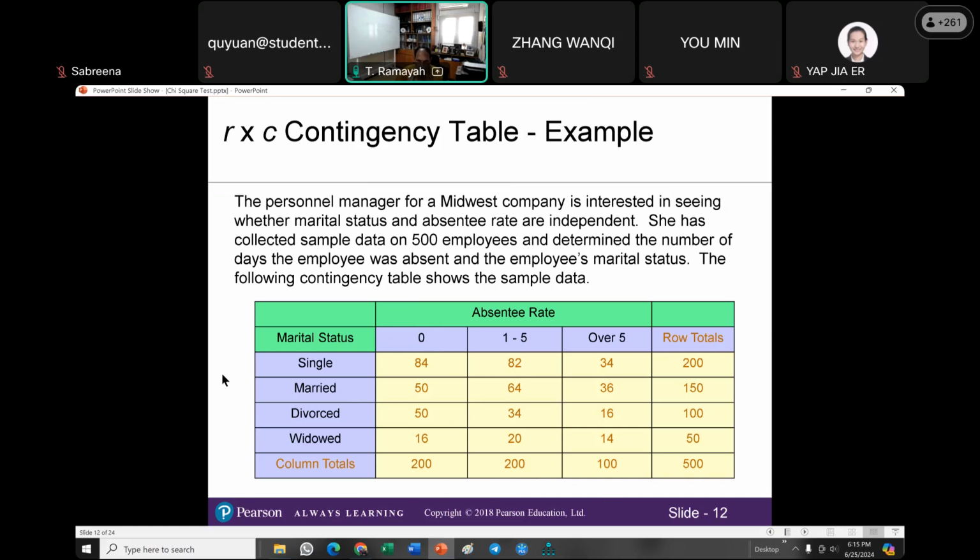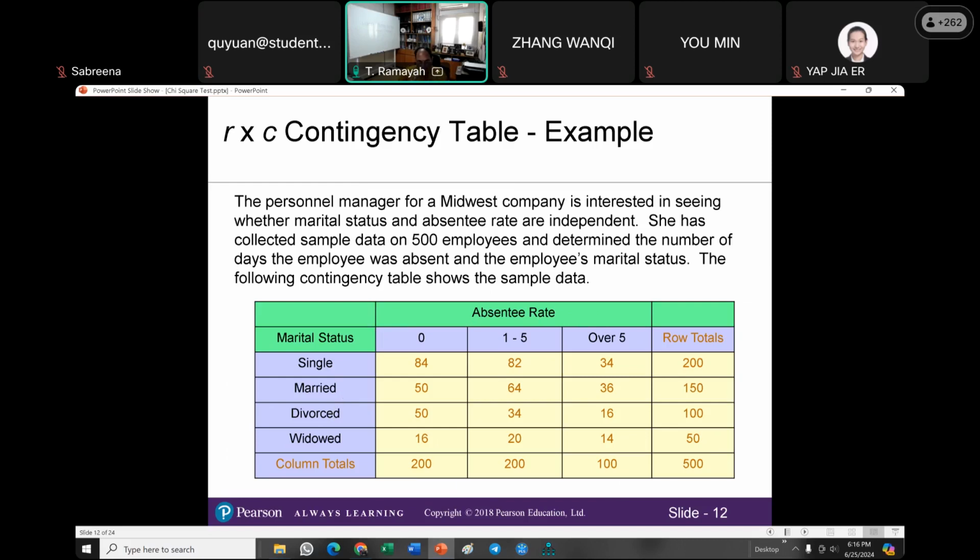Okay. For single, married, divorced, and widowed, we have 200 of them who are single, 150 of them married, 100 divorced, and 50 widowed. This is the distribution for marital status. And this is the distribution for your absentee rate. So what we want to know is whether the absenteeism rate is dependent or independent of marital status. That is what we are trying to do in this test.